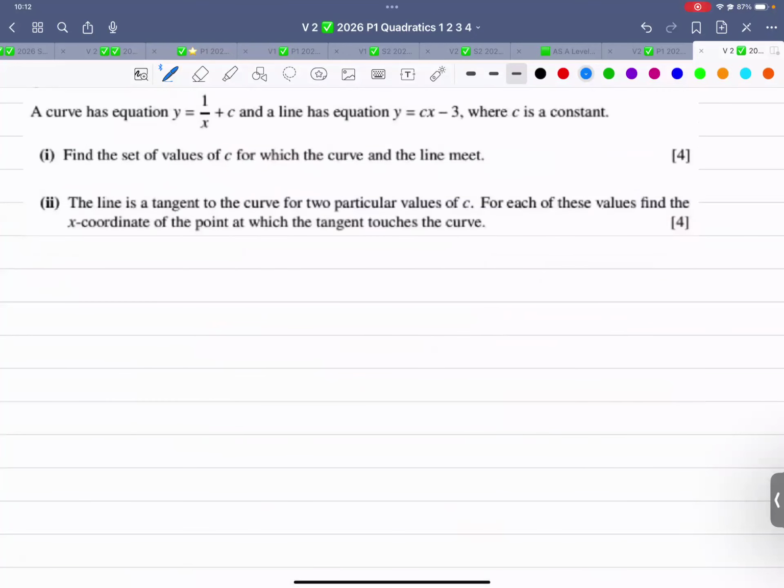Now in the second part, it says that the line is tangent to the curve. It's the same line that they're talking about. It's the same curve that they're talking about. It's tangent to the curve for two particular values of c. For each of these values, find the x coordinate of the point at which the tangent touches the curve. Okay, again for 4 marks.